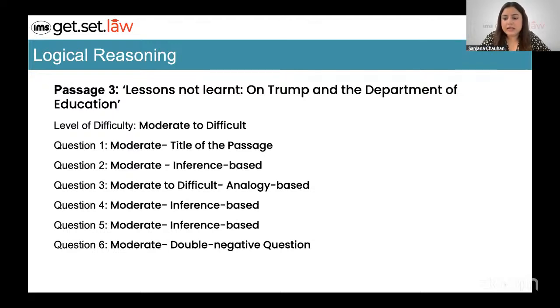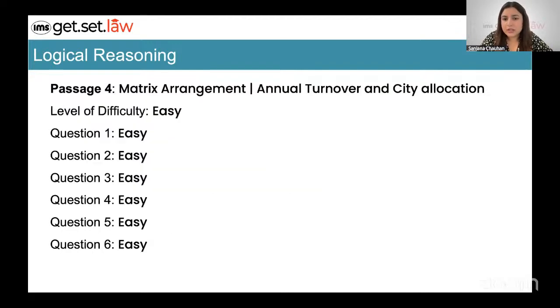And the last passage, Alpesh sir had already talked about it. It was a logical reasoning based arrangement set. This was on the easier side, right? A full six scorer, right? Once you get the arrangement correct, every other question will follow suit automatically.